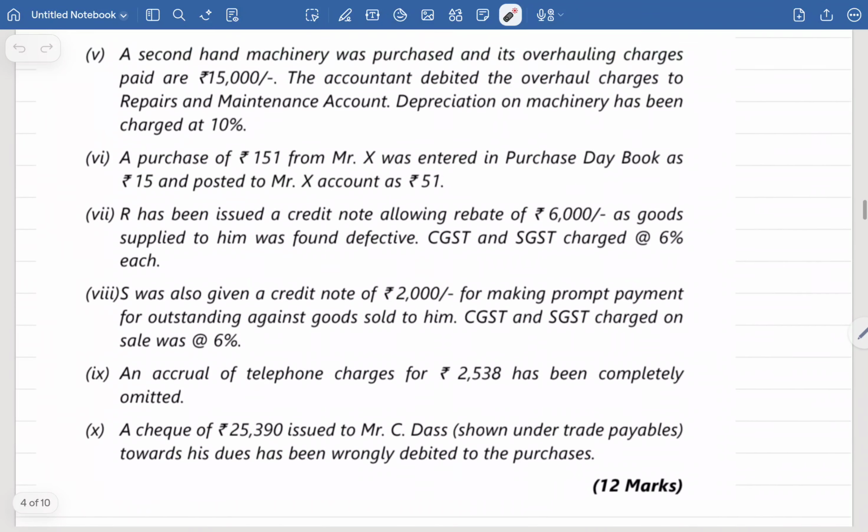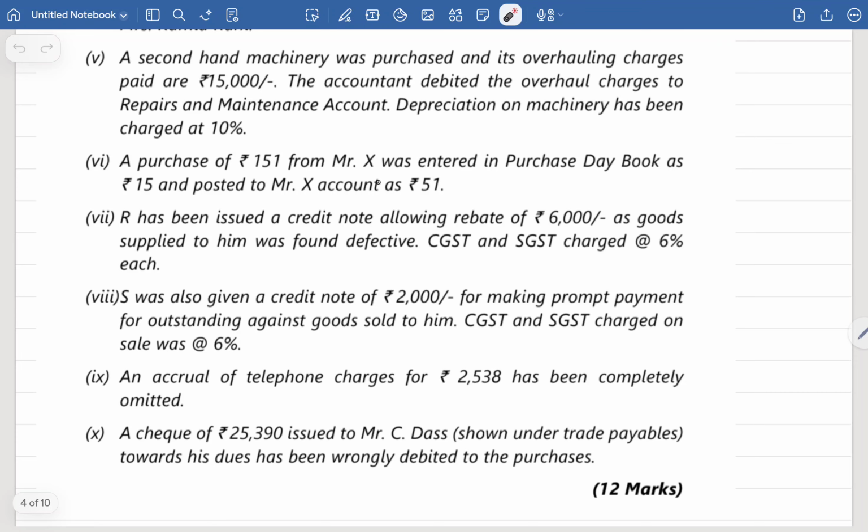Point number 6. A purchase of 151 from Mr. X. So what is the journal entry for purchase of goods from Mr. X? It is purchase account debited to Mr. X account. It was entered in the purchase day book as 15. So purchase account is debited by 15 and posted to Mr. X as rupees 51. So here the amounts are wrong. In purchase account the amount is wrong, and in X account also the amount is wrong. What is the correct amount? 151 is the correct amount.